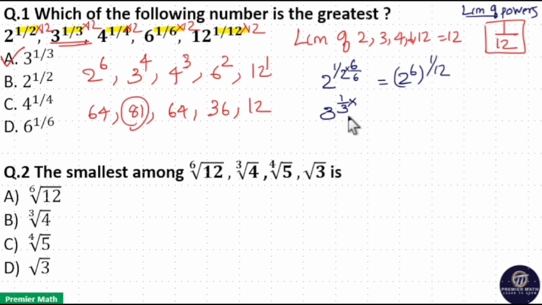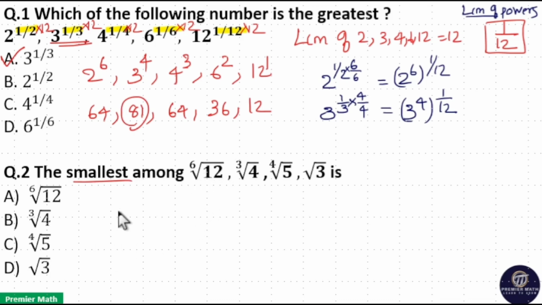Same way, here 3 raised to 1 by 3. Now, to convert it into 1 by 12 form, multiply it with 4 by 4. Now, this is equal to 3 raised to 4, the whole raised to 1 by 12. This way you can write all these in terms of power 1 by 12, which means the base is 2 raised to 6 here, and here the base is 3 raised to 4. That's what we used here.